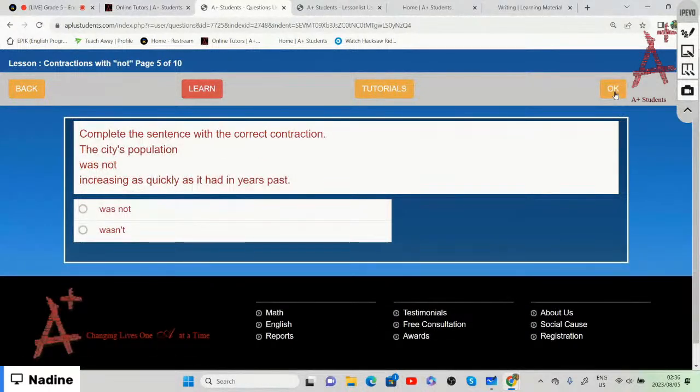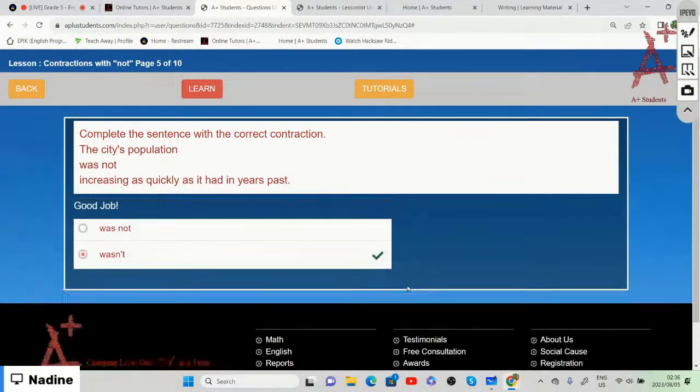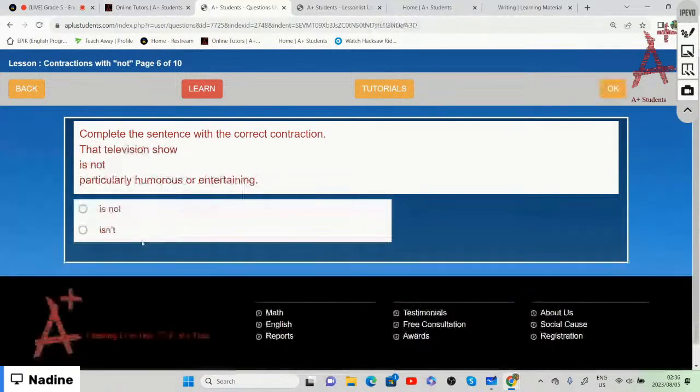The city's population was not increasing as quickly as it had in years past. So was not, right? The short form for was not is wasn't. So wasn't, well done.